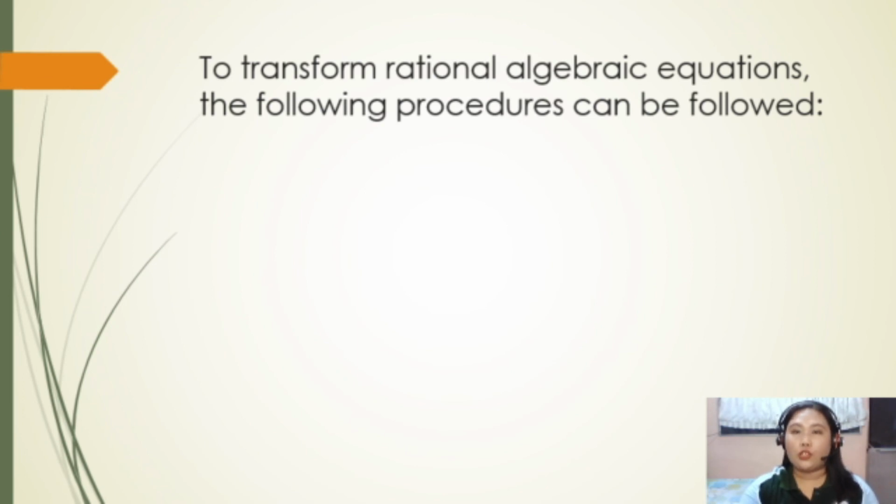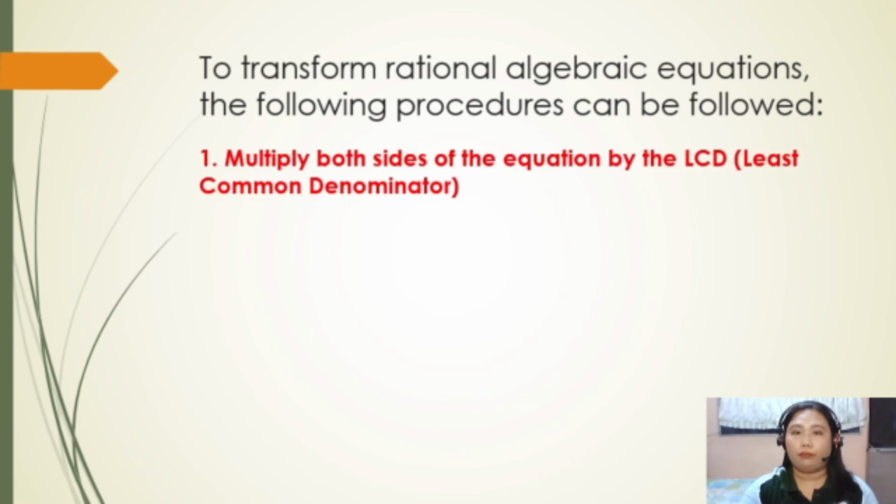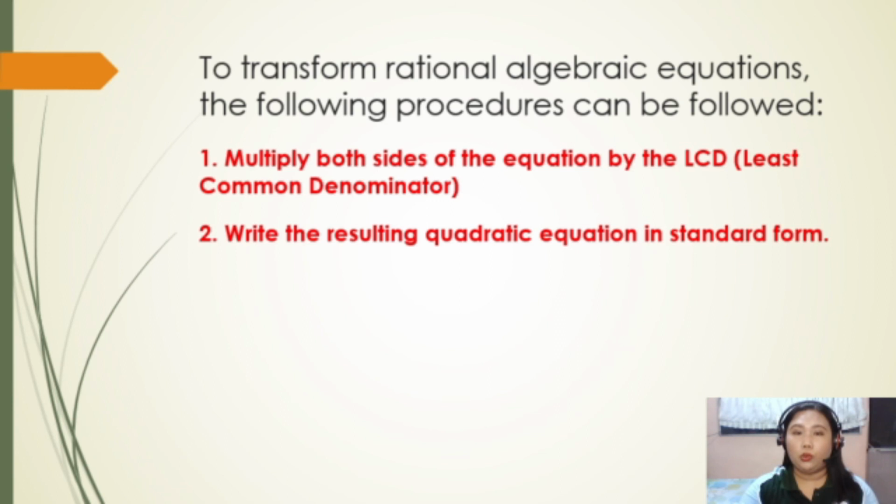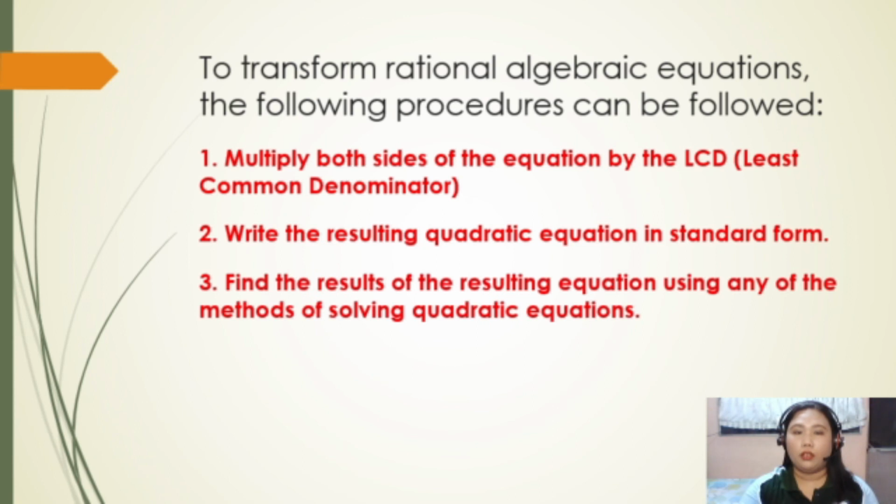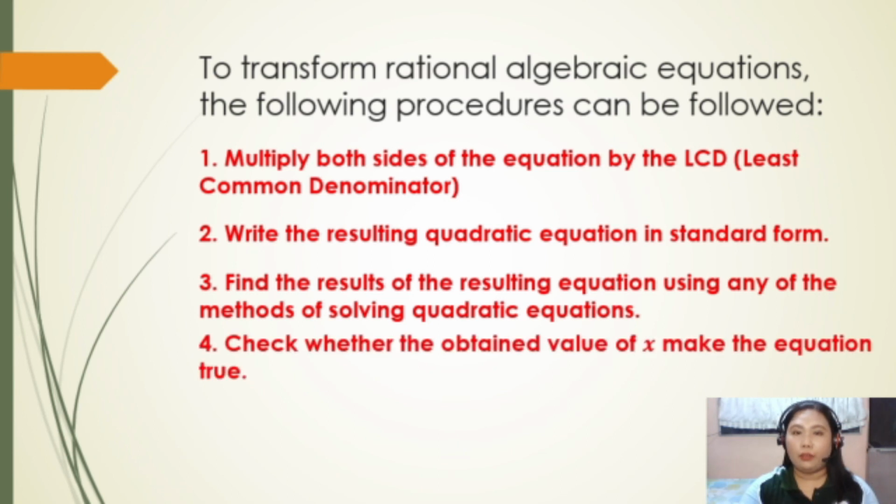To transform rational algebraic equations, the following procedures can be followed. Number 1, multiply both sides of the equation by the LCD or the least common denominator. Number 2, write the resulting quadratic equation in standard form. Number 3, find the results of the resulting equation using any of the methods of solving quadratic equations. And number 4, check whether the obtained value of x make the equation true.